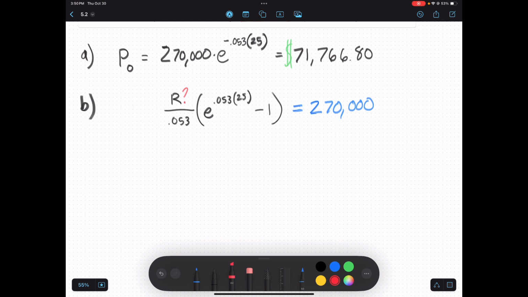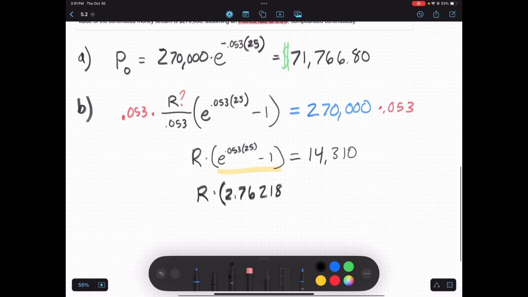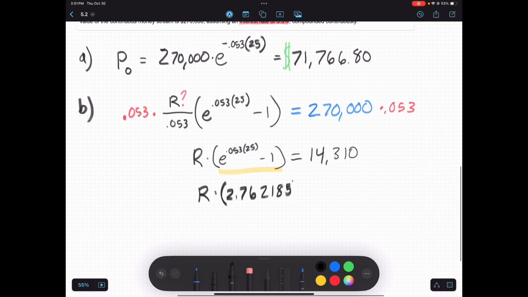Well, I'm solving for R, right? So first thing I'll get rid of is this 0.053 in the denominator. To do that, I'll multiply both sides by 0.053. This leaves me with 14,310 on one side, and then R times e to the 0.053 times 25 minus 1, all in parentheses. At this point, I really only have this to get rid of, and it might be easier for me to simplify what's inside first. If I do that, I get R times 2.762185... So, to move on, I'll just divide by that value.